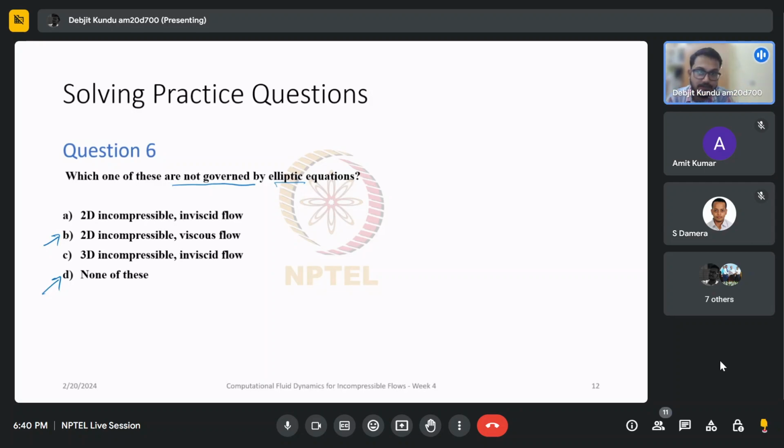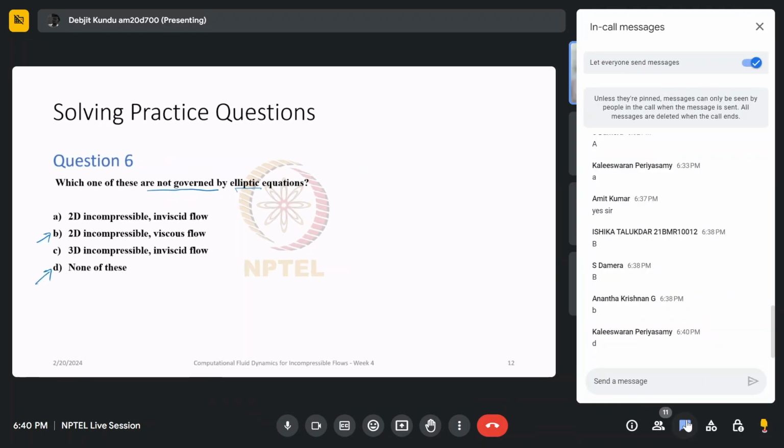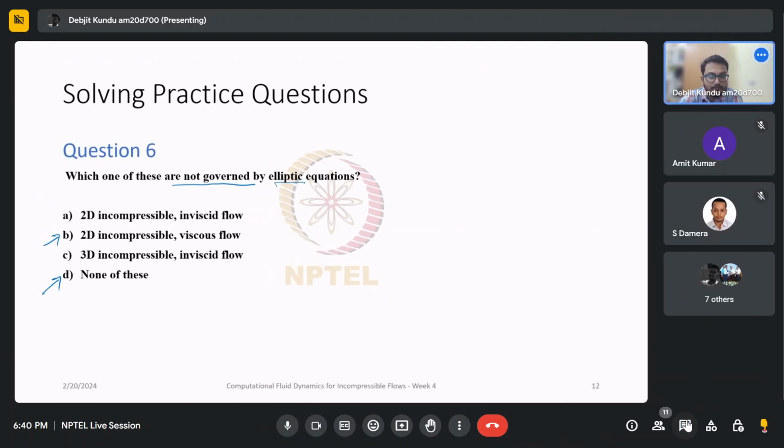Alright, shall we look at the solution now? Some of you are still thinking. Alright, so let's have a look at the solution. It's actually option D, none of these. So only one person picked this correctly. Well done.